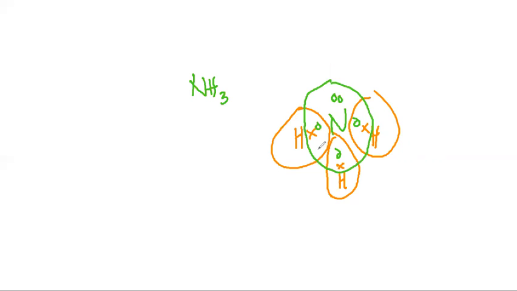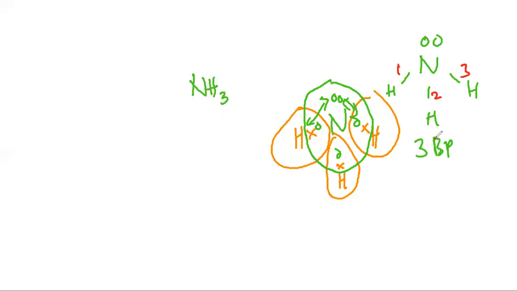The reason why I draw specific shapes is that there will be repulsion between the lone pair and bond pair. So then I will have a shape like this. Now it's obvious that I have 3 BP, 3 bond pairs, so 1, 2, 3 bond pairs. And then I also have only one lone pair. One lone pair is actually this one.